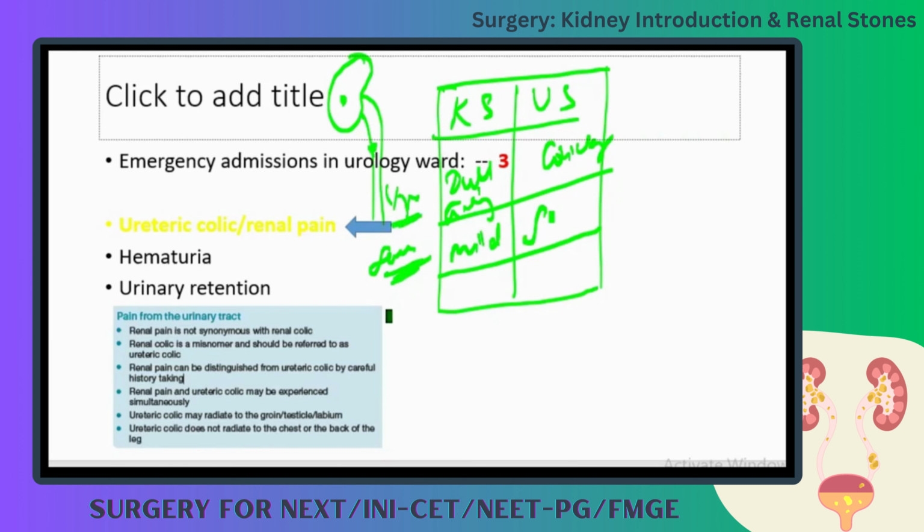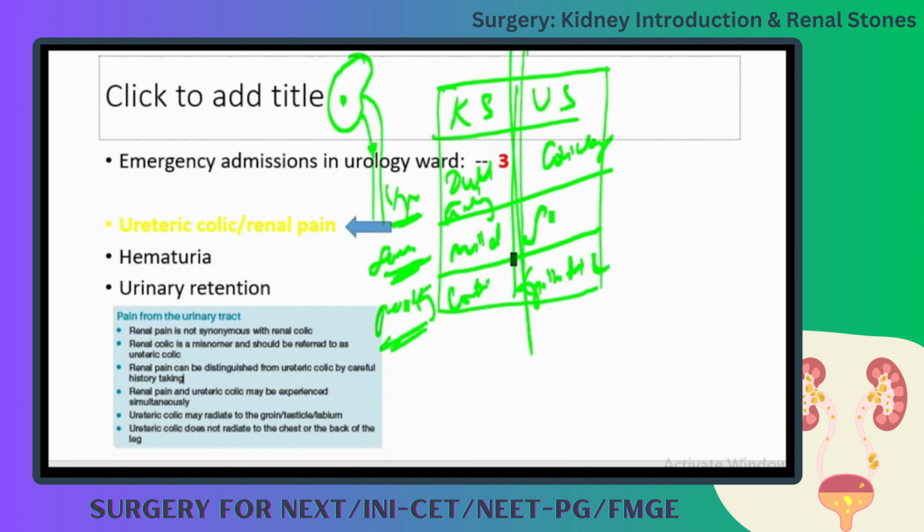And the other is periodicity. Kidney pain is continuous. It is always present, a dull aching, mild, continuous pain. But colicky pain is episodic. It is intermittent, comes and goes. Whenever there is obstruction, whenever the stone is lodged, it tries to move. Whenever there is peristalsis, pain will be there. Otherwise, there will be no peristalsis. So it is an episodic type of pain.